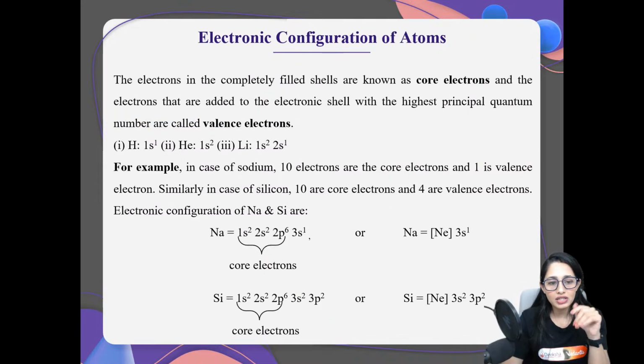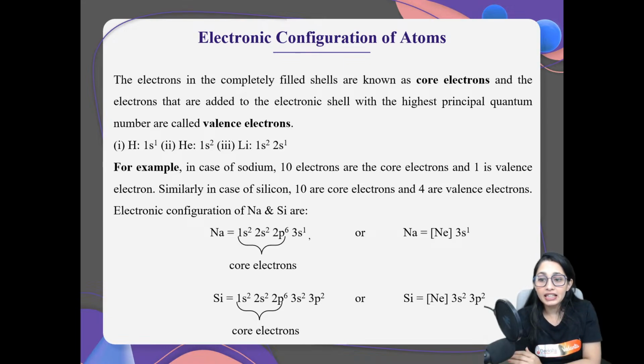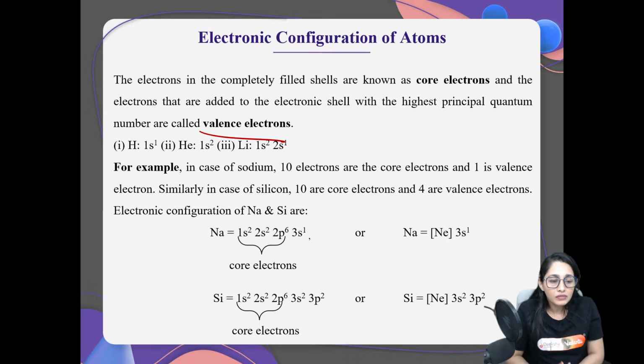Okay, the electrons in the completely filled shells are known as core electrons. And the electrons that are added to the electronic shell with the highest principal quantum number are called valence electrons. So valence electrons are the electrons that are at the outermost shell of an atom. Okay. For hydrogen, it is 1s1. Helium 1s2. Lithium 1s2, 2s1. So in lithium, what is 1s2? It is a core electron. This is a completely filled shell. Okay. So this is the valence electron. 2s1 is the valence electron.